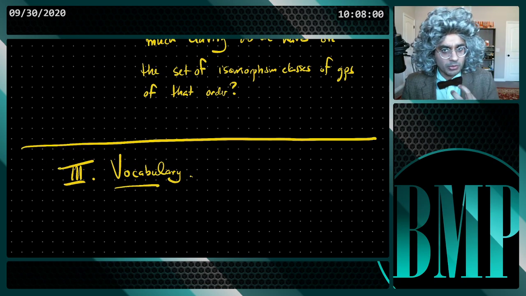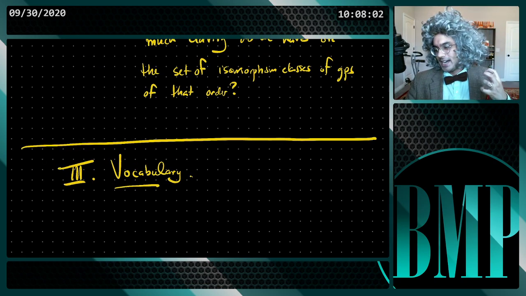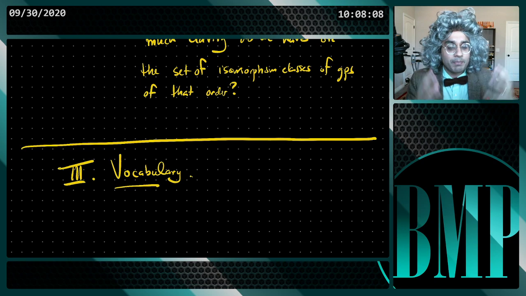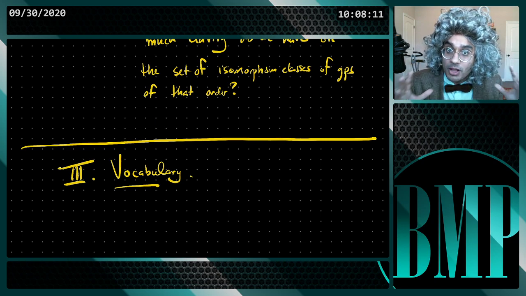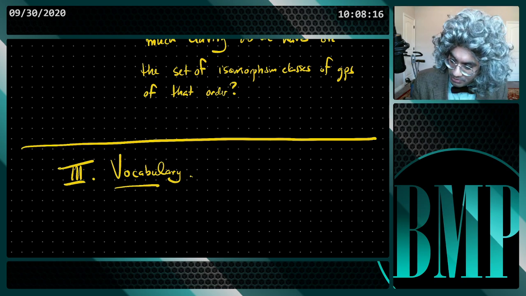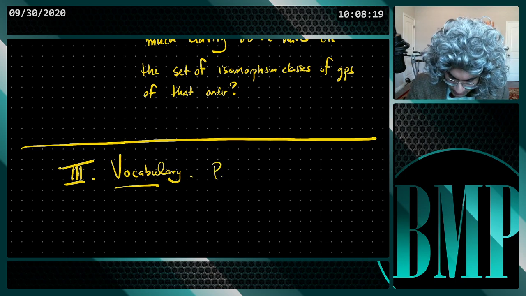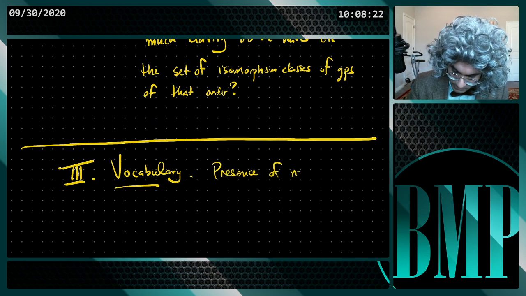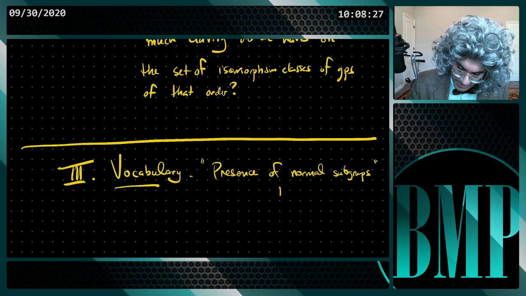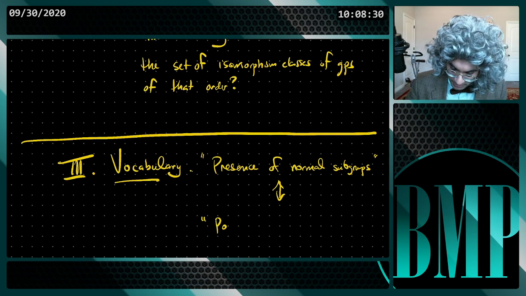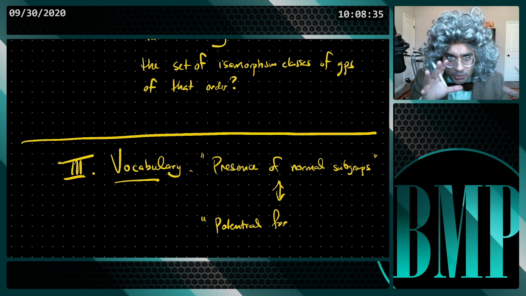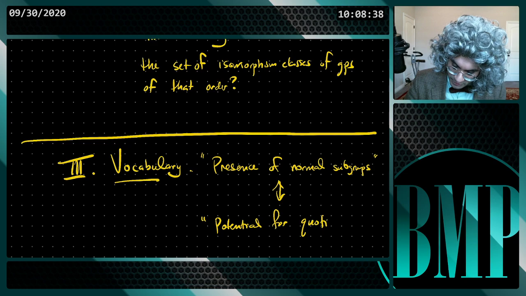So the presence of a normal subgroup in your group is to be thought of as the potential for you to collapse the group to a smaller group. Quotient. To map the group surjectively to a smaller group. So you can think of the presence of a normal subgroup in your mind as potential for compressing your group to a smaller group, which I'm just going to use the phrase quotienting.